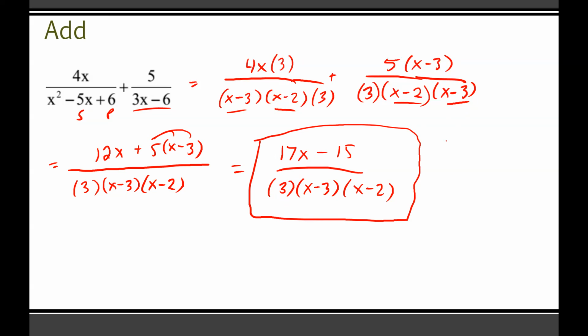That's our final answer. But of course, we do need to list our NPVs, and there's only a couple here. 3 is never going to equal 0, so we don't have to worry about listing that as an NPV. But x minus 3 will equal 0 if x equaled 3. So we have to say x can't equal positive 3 because of this guy in the middle here. It has nothing to do with this 3 out here, right? 3 will never equal 0. We just have to look at each individual factor. But x minus 3, this one right in the middle, will equal 0 if x equaled positive 3. So we have to say x can't equal 3. And then as for this other one, x can't equal positive 2. And that takes care of our NPVs.